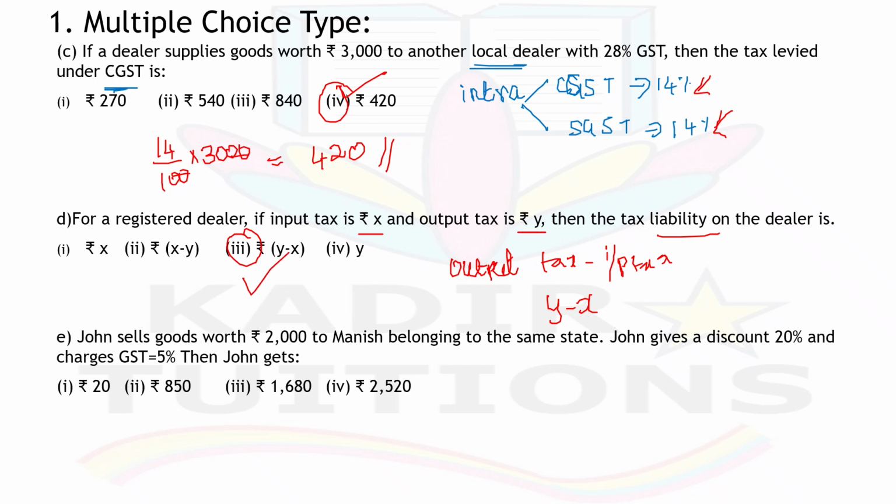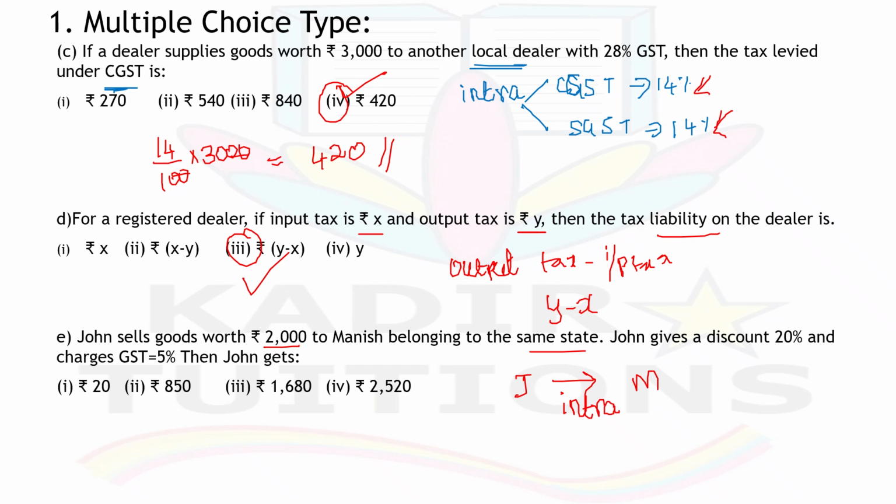The next question, E. John sells goods worth 2,000 rupees to Manish belonging to the same state. It means it's nothing but intrastate. Now John gives a discount of 20% and charges GST 5%. Then how much amount is John going to get? So John is going to sell goods worth 2000 rupees to Manish. What type of transaction is this? It is an intra-state transaction.